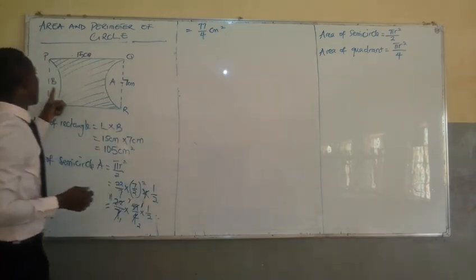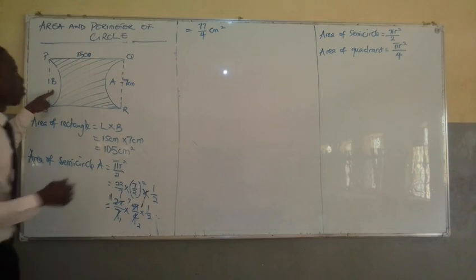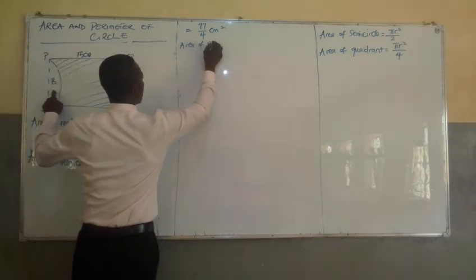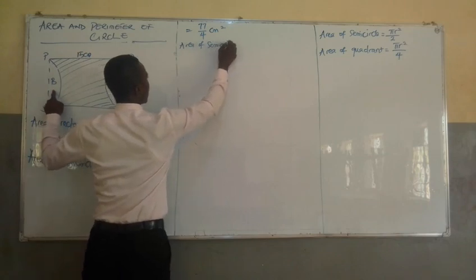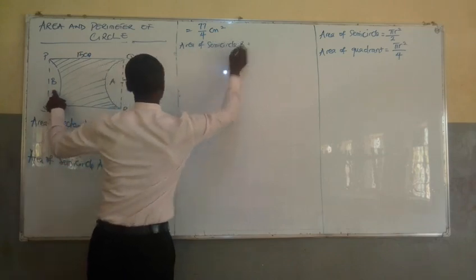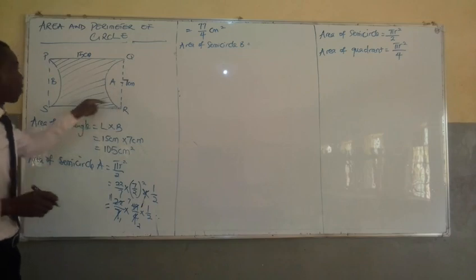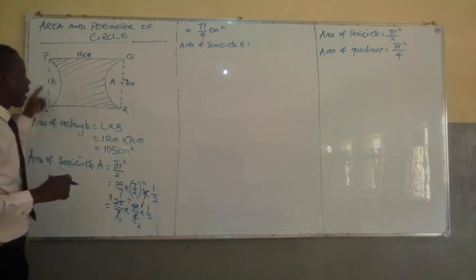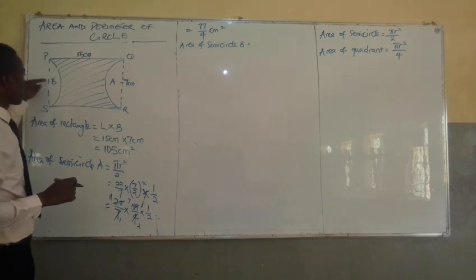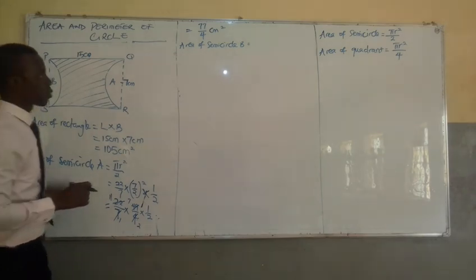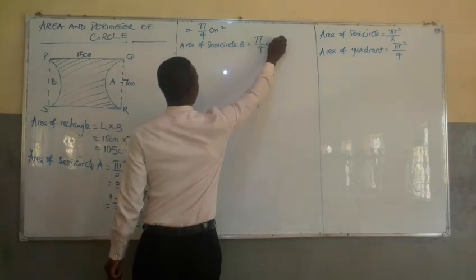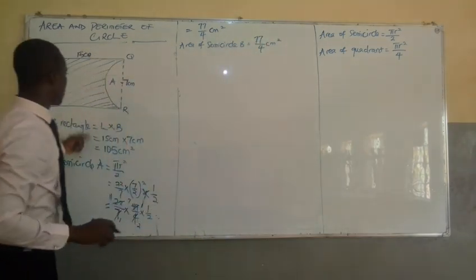but I think I'm going to leave it this way for now. Now don't forget that the area of semicircle B is also the same as the area of A. Of course, it's also the same because we have the same radius, the same diameter, which is 7 centimeter, radius, which is 3.5. So I can say this is 77 divided by 4 centimeter square, as I got earlier on.